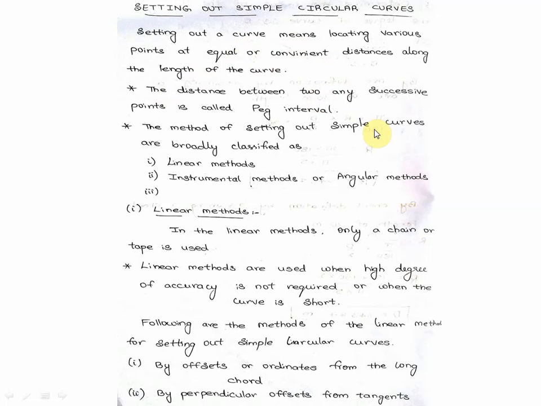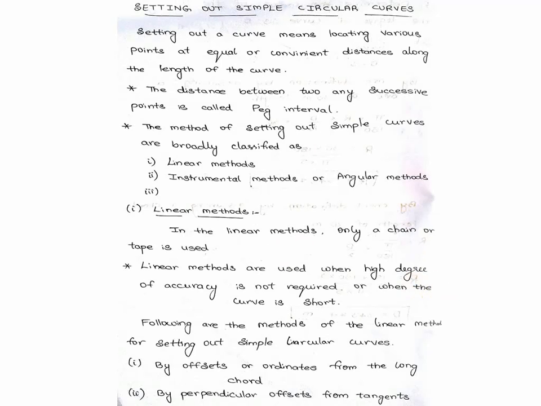The distance between any successive points is called the peg interval. The methods of setting out simple curves are mainly classified as linear methods and instrumental methods. Linear methods are conducted using only a chain or tape. Linear methods are used when a high degree of accuracy is not required or when the curve is short.